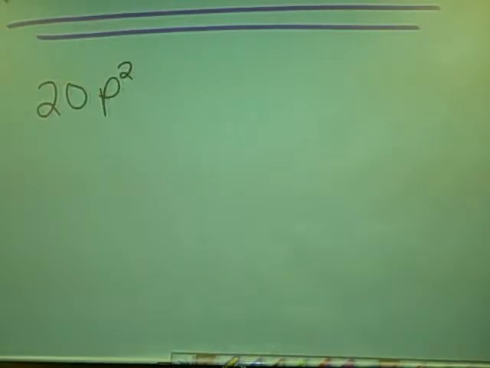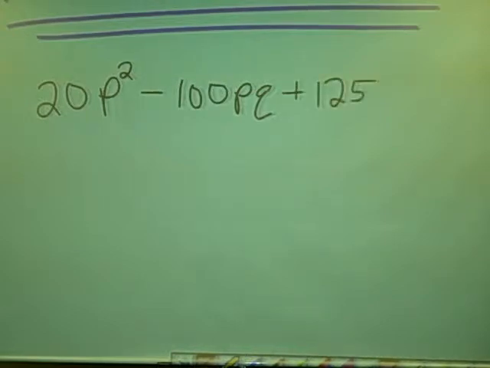20p squared minus 100p cubed plus 125q squared. All right, a lot of large numbers, right? But what can we do here?